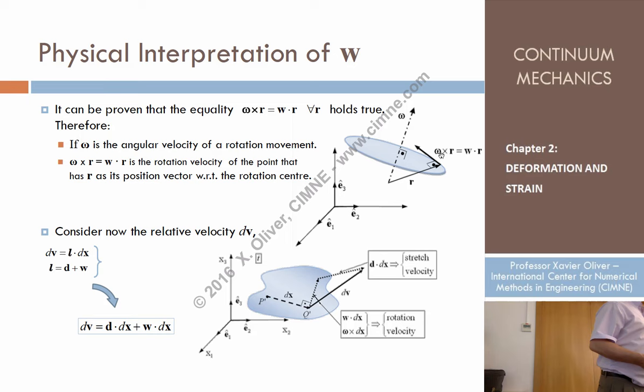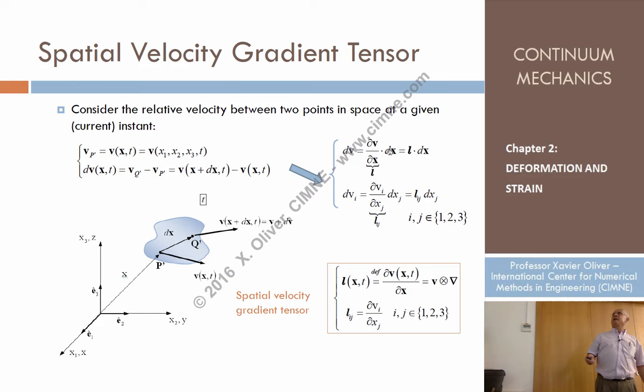So now, let's go back to the beginning of everything. The equation that we got at the beginning, differential of v equal L differential of x. This explains what is the relative velocity of particle Q with respect to particle P, particle Q being placed at a distance differential of x.